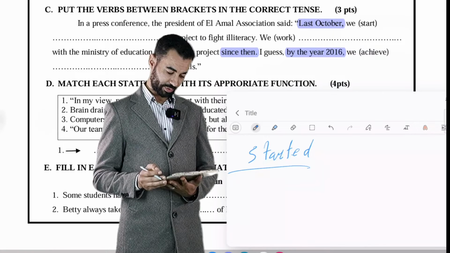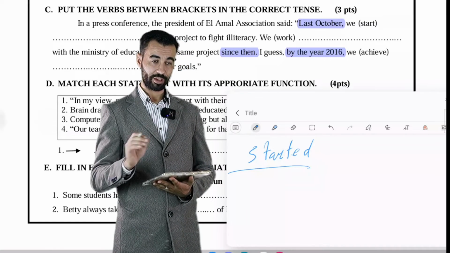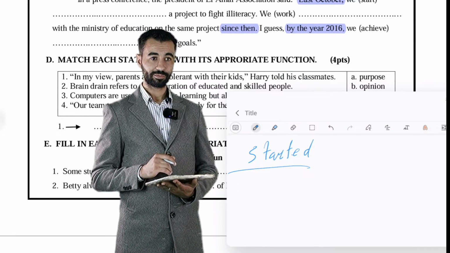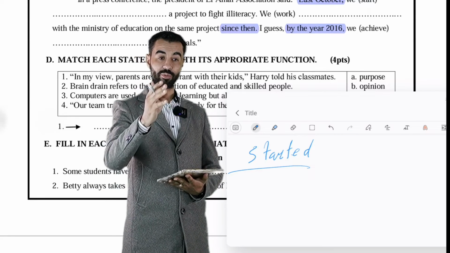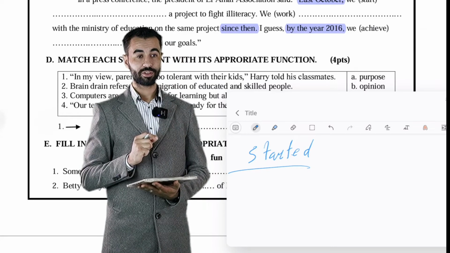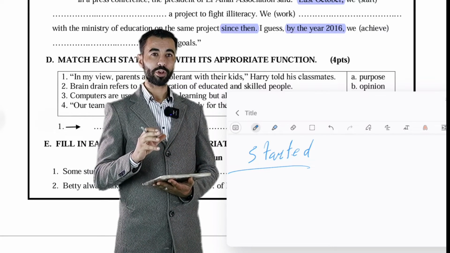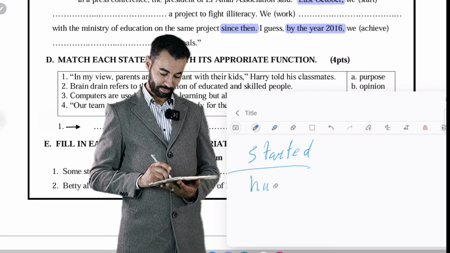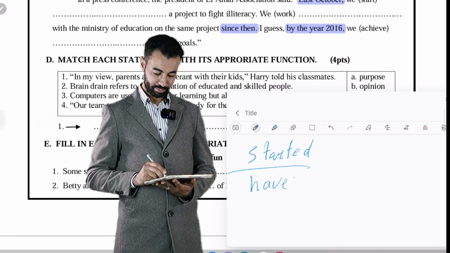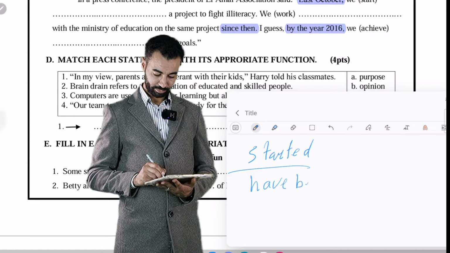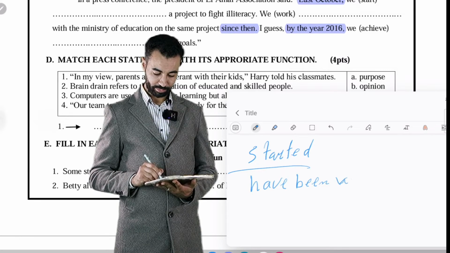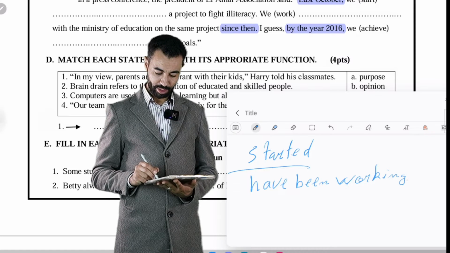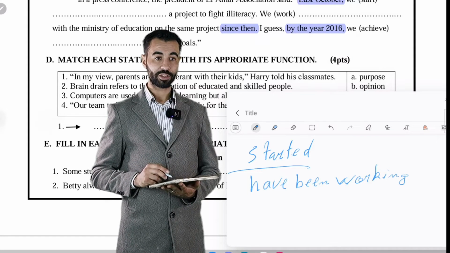We worked with the Ministry of Education on the same project since then. Which tense are we going to use with since then? You're right. The present perfect is a tense used with since. But here we focus on the length of the action. So we have been working. Here we use the present perfect continuous.